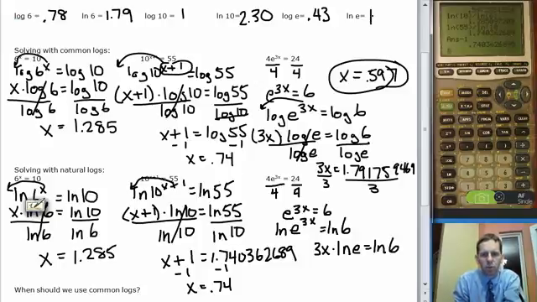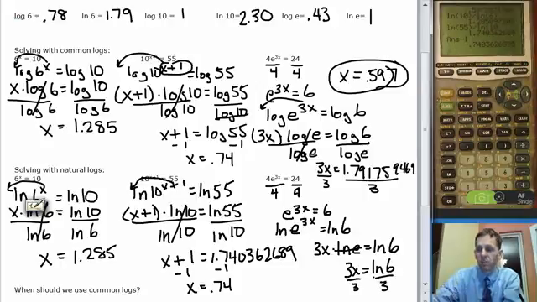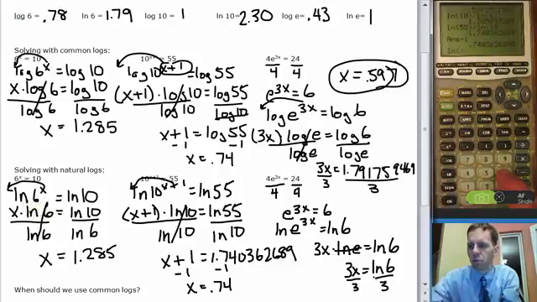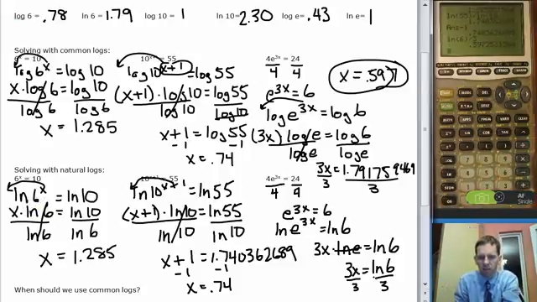Now, if you remember that the natural log of e is 1, you can basically cancel this out right here. And all we have is 3x equals the natural log of 6. Now all we have to do is divide both sides by 3. And when you take the natural log of 6 and divide it by 3, the solution of 0.597 reappears again.